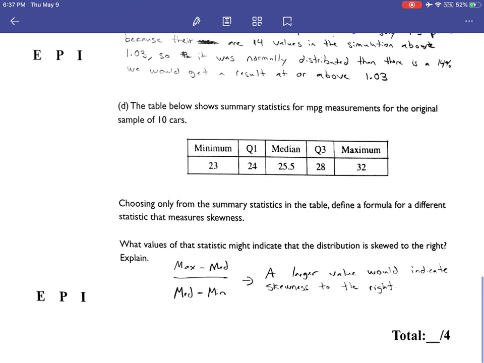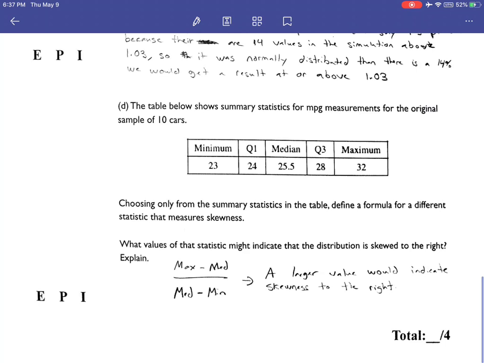So then it says come up with another summary statistic using the table here to measure skewness. So we have five summary stats: minimum, Q1, median, Q3, maximum. Now you've got to come up with some form of statistic that's going to measure skewness, right? If we're thinking about a box plot, skewness means that from the center, the median, to the end of the whisker, one would be longer than the other, right?